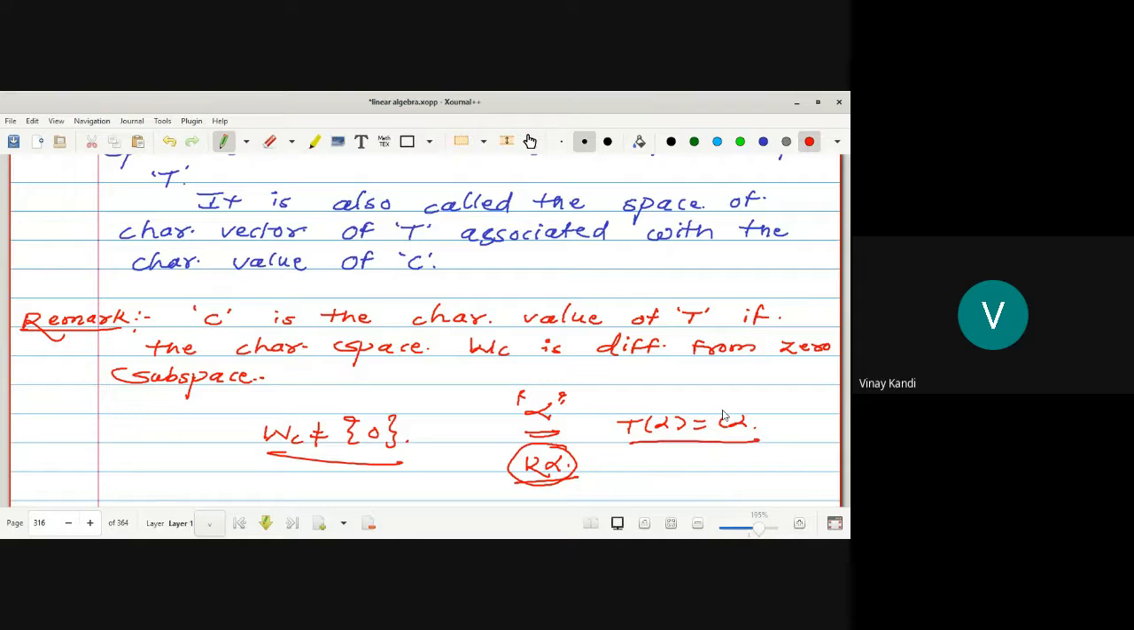Okay, so necessary condition for the non-singular transformation, kernel of T must be equal to singleton zero. तर kernel of T is equal to singleton zero असेल तर तो काय असतो? 1-1 ट्रान्सफॉर्मेशन. हे पाहिले BSc ला झाले ना? If kernel of T is equal to singleton zero, then T is 1-1. Okay.